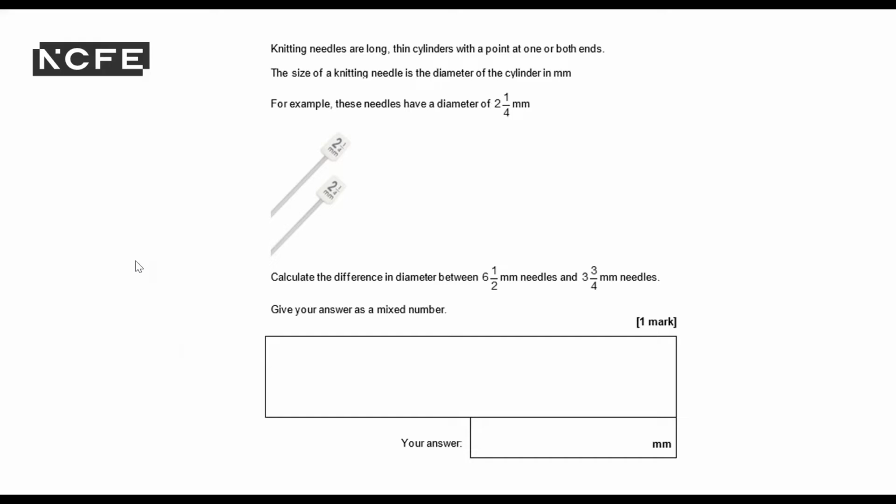Knitting needles are long, thin cylinders with a point at one or both ends. The size of a knitting needle is the diameter of the cylinder in millimeters. For example, these needles have a diameter of 2¼ millimeters.